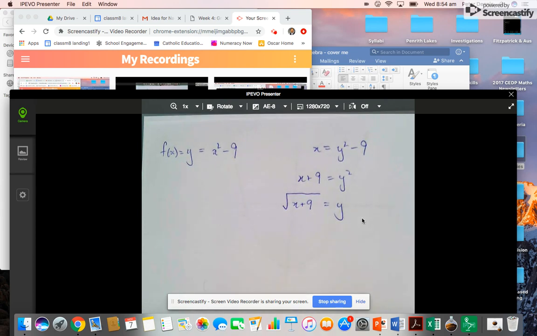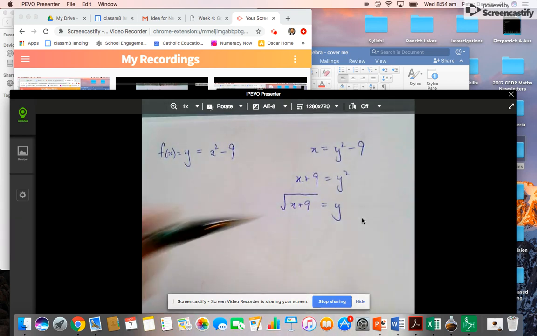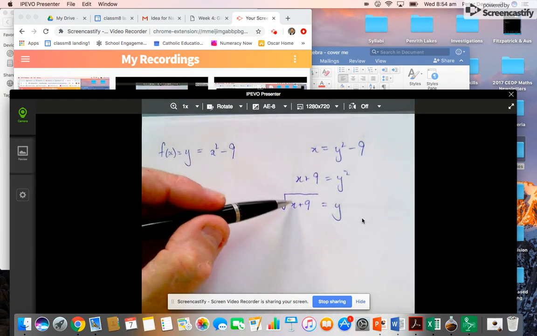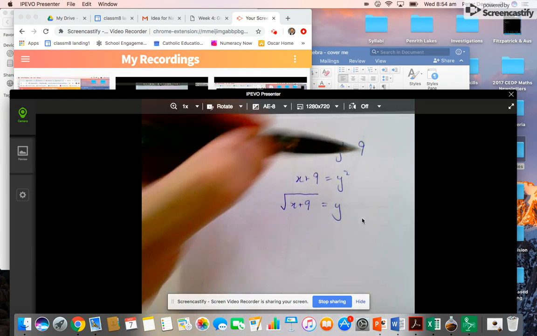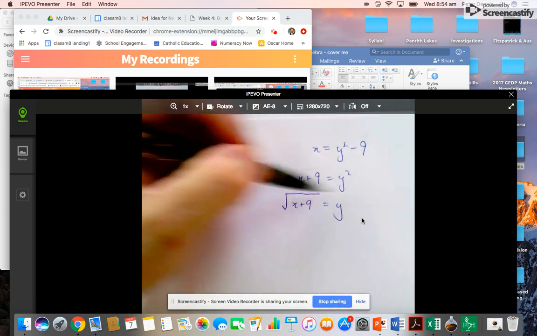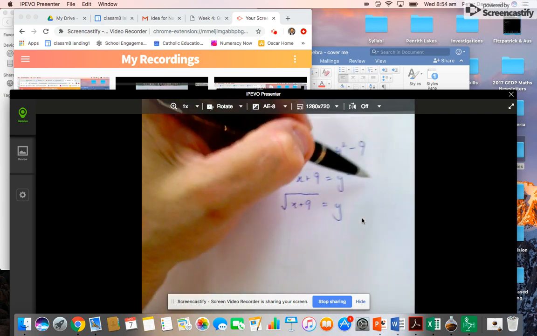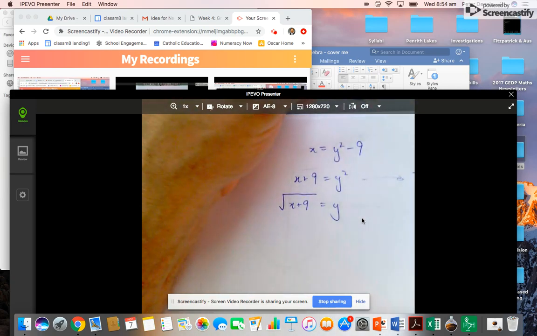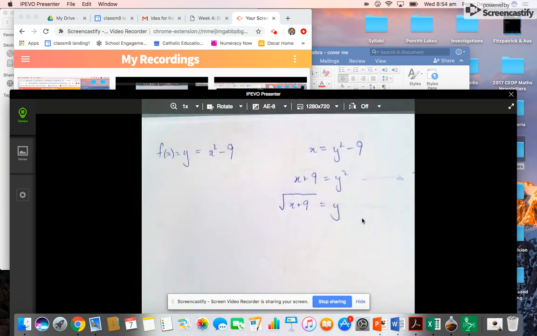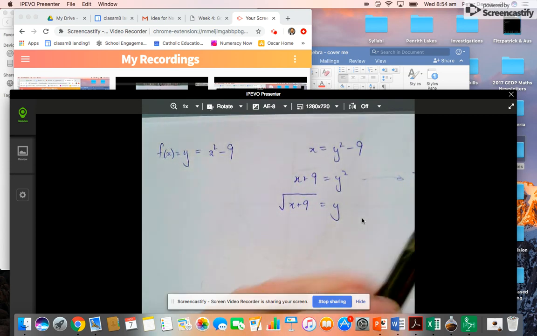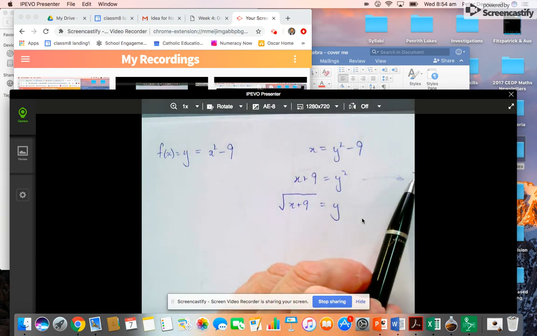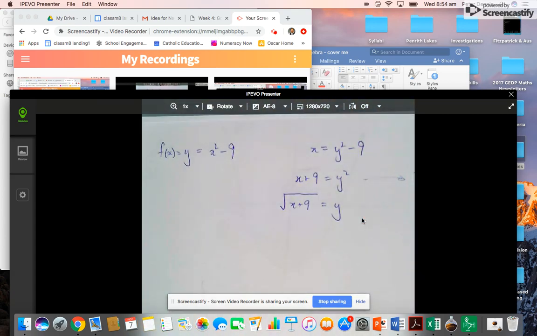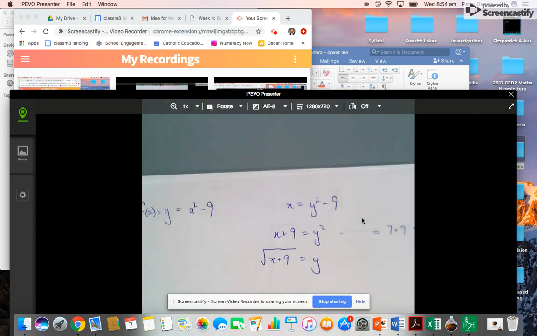Now, when we graph this, let's say x was 7. So we put a value in for 7. If x is 7 in this line, 7 plus 9 is 16. So y squared equals 16. We have some problems there because y squared equals 16. y could be minus 4 or y could be 4. So there's a few issues with this inverse function.